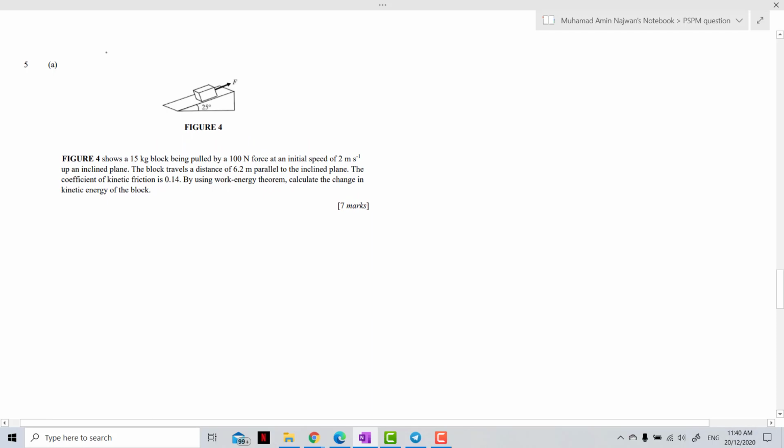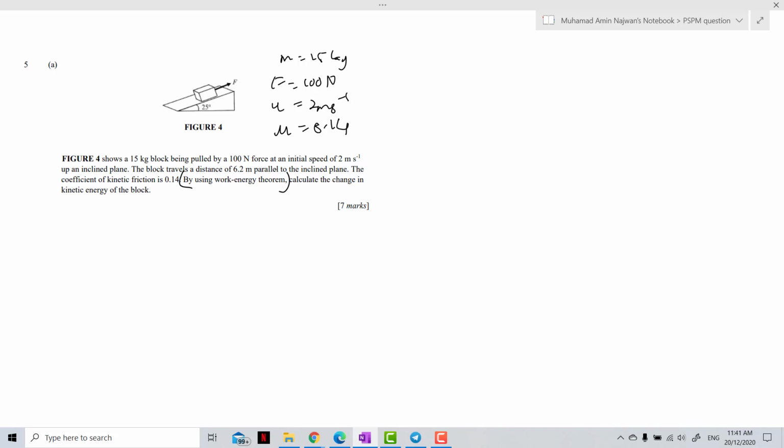So, as you can see, number 5 kita. Figure 4 shows a 15 kilogram block being pulled by a 100 Newton force at an initial speed of 2 meters per second up an inclined plane. So, mass sama dengan 15 kilogram. Force kita sama dengan 100 Newton. Initial speed u sama dengan 2 meters per second. Okay. The coefficient of kinetic friction mu kita sama dengan 0.14 by using the work energy theorem. Calculate the change in the kinetic energy of the block.